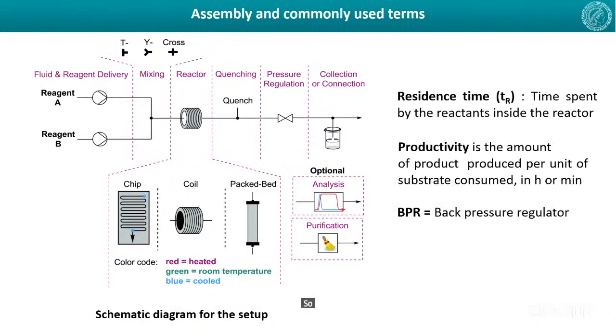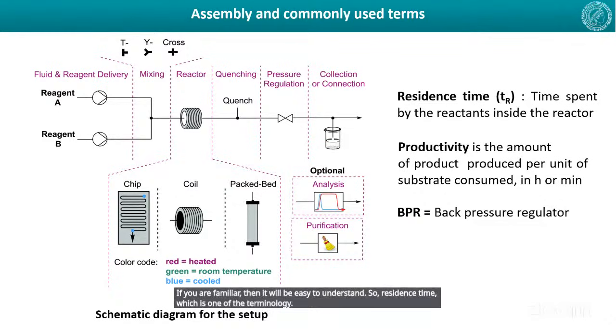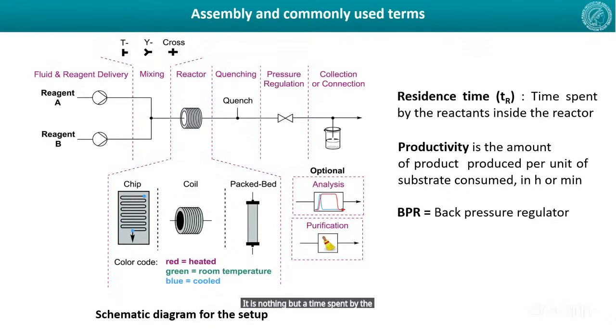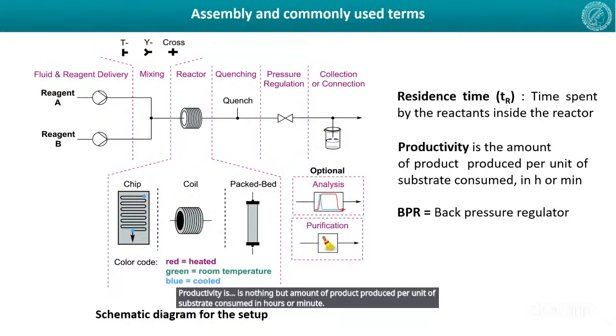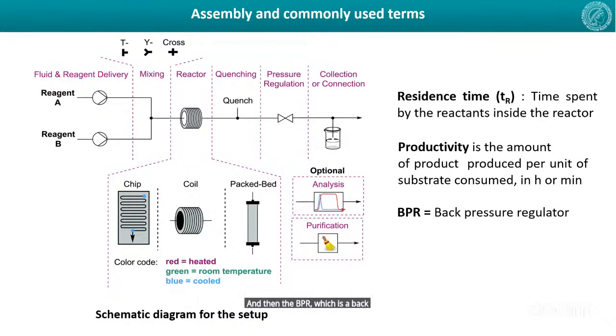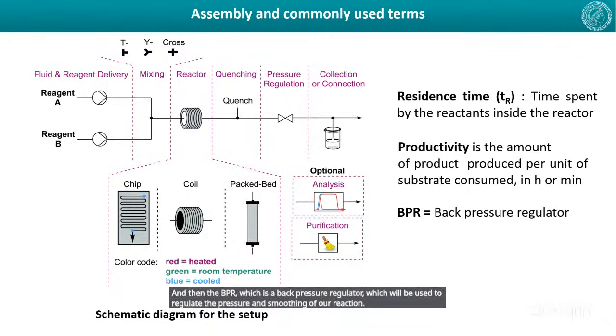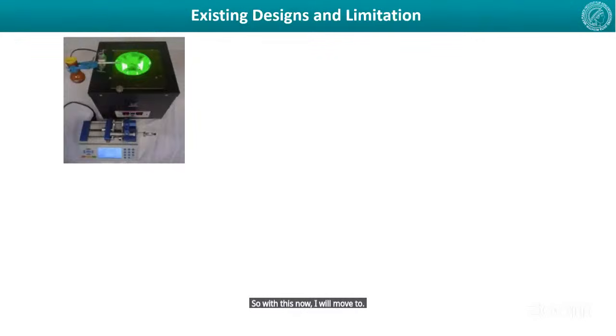So these are some terminologies which I will use in my talk, which if you are familiar with, will make it easy to understand. Residence time is nothing but the time spent by the reactant inside the reactor. Productivity is the amount of product produced per unit of substrate consumed in hours or minutes. And the BPR is a back pressure regulator, which is used to regulate the pressure and smoothing of our reaction.